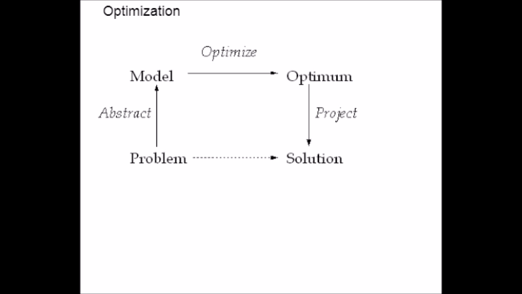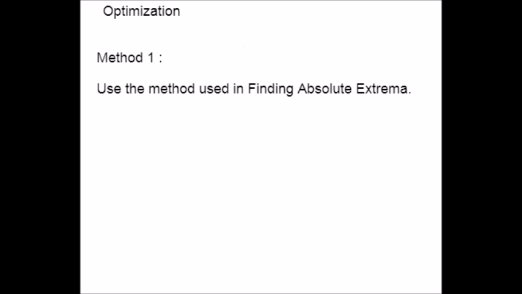The topic that we are going to discuss in our today's video is Optimization Part 2. In this video, we are going to discuss the methods. Method 1. This is the first method. We will be using the method used in finding absolute extrema. This is the method we used in the first example also. You can also refer to our first video on this topic, optimization.